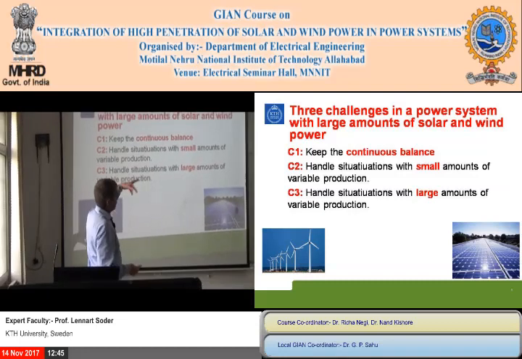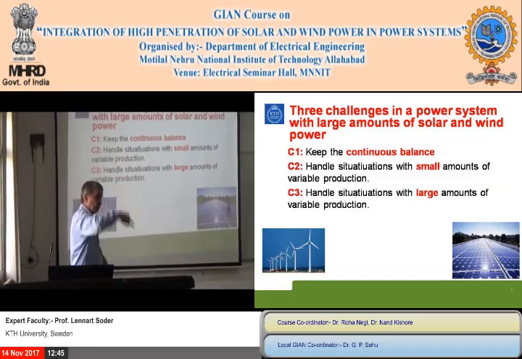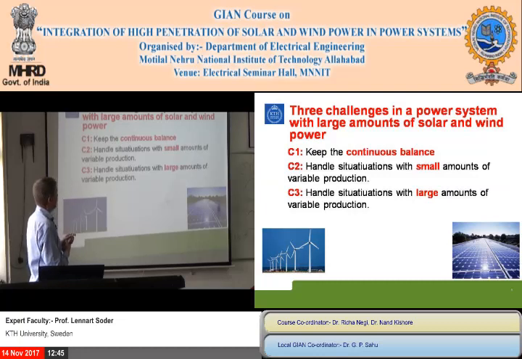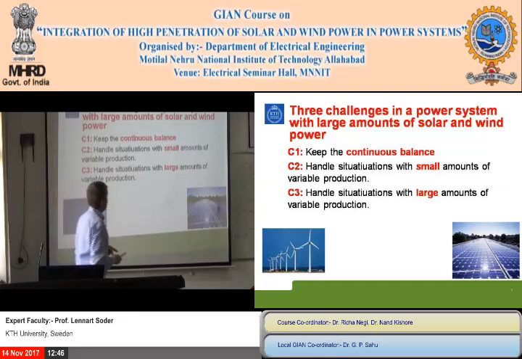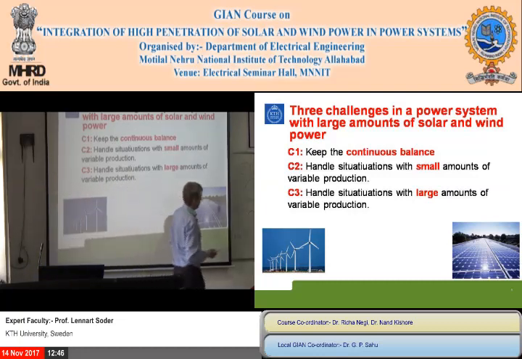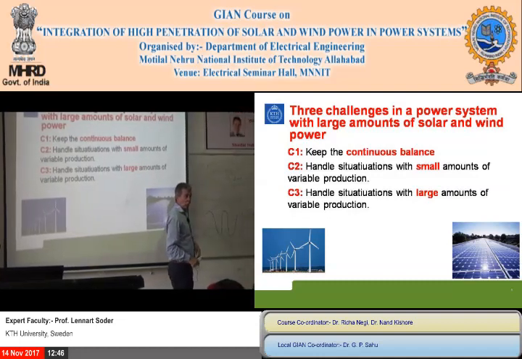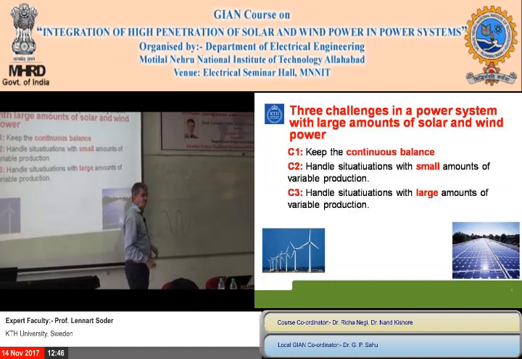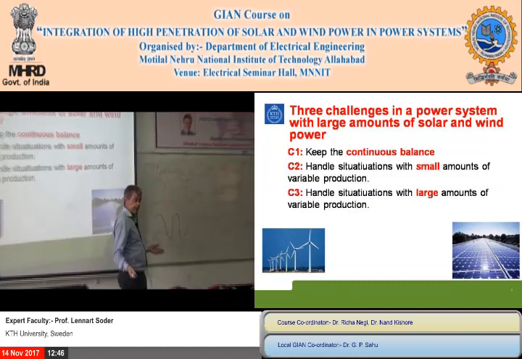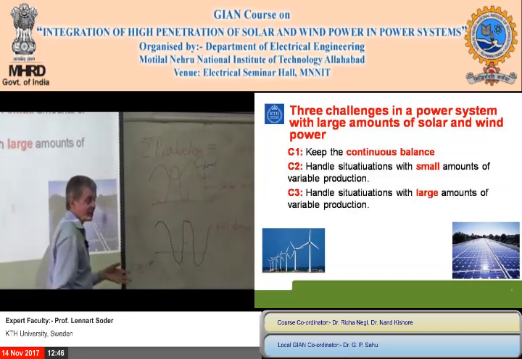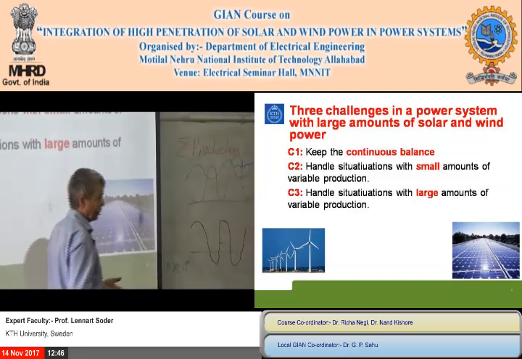So you have to keep the continuous balance, you have to follow the net demand, the difference between the demand and the solar and the wind. And then the question is how to handle situations when there's no wind. Even if you have solar and wind power, you have the night and there's no wind and you have to cover the demand. How do you do that? In some way you have to handle that, and that is very much discussed, how to handle that if you have solar and wind power.